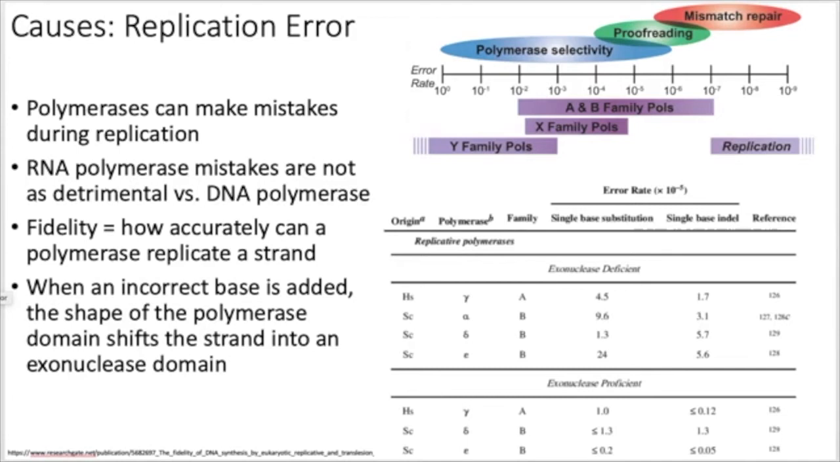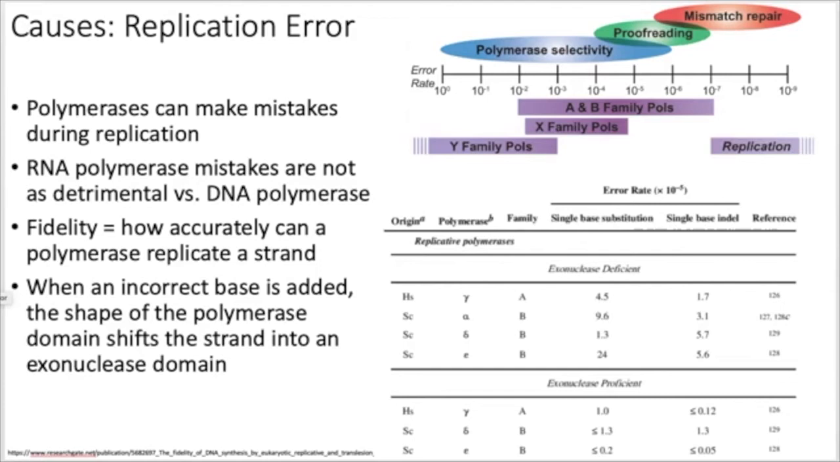So when we add an incorrect base, what can happen is you actually shift the shape of your DNA polymerase. And what that does is you have kind of two domains of the protein. If you haven't taken biochemistry, that's okay. You just have different domains. So you have your DNA polymerase, and you're doing your polymerase activity. You're adding nucleotides to that strand, and you accidentally put the wrong one in.